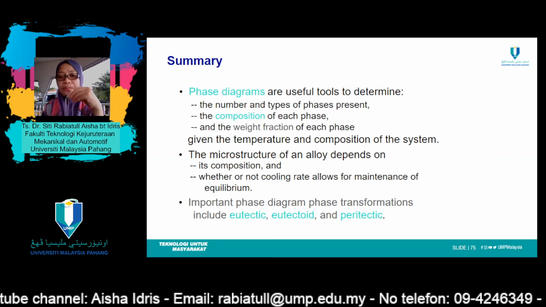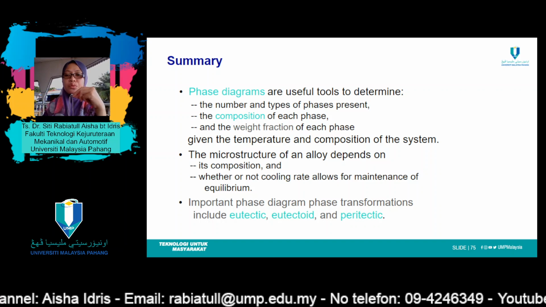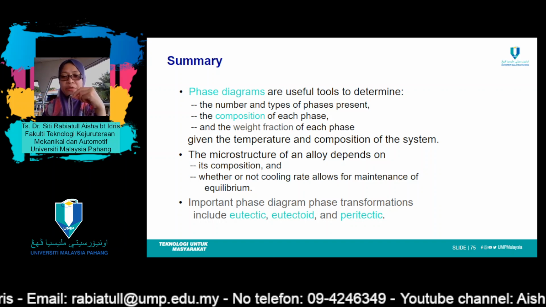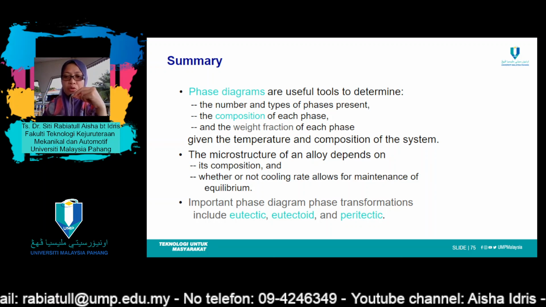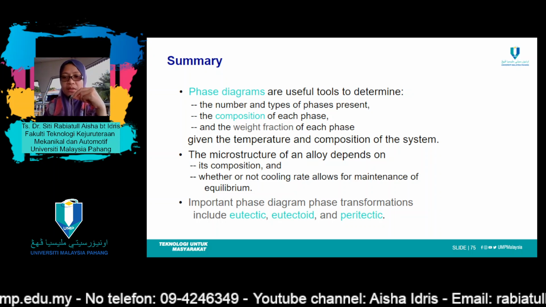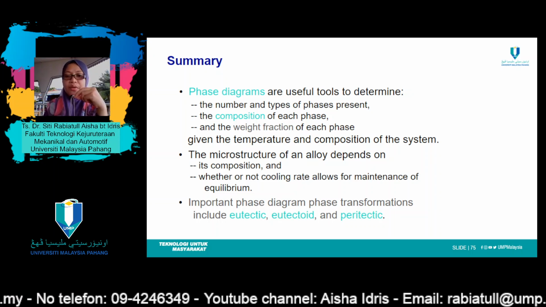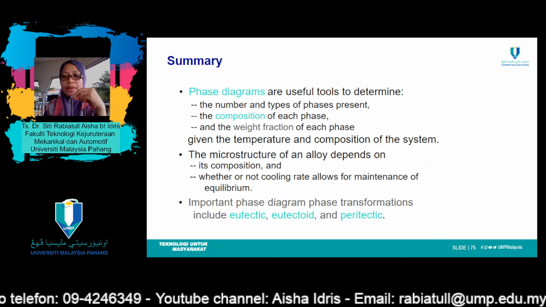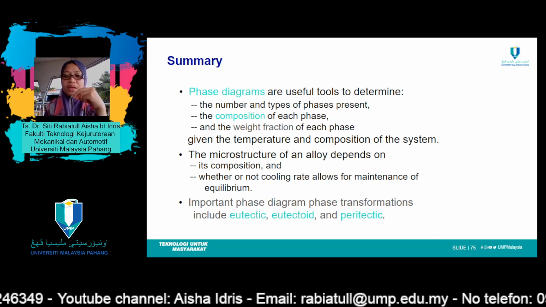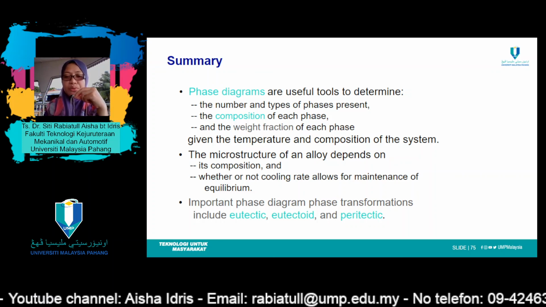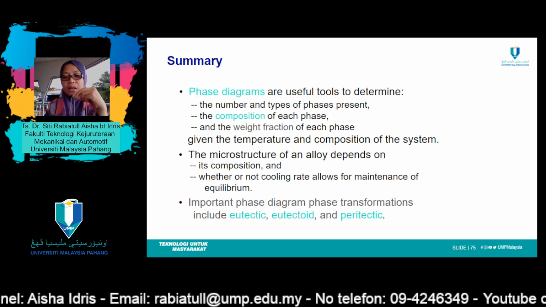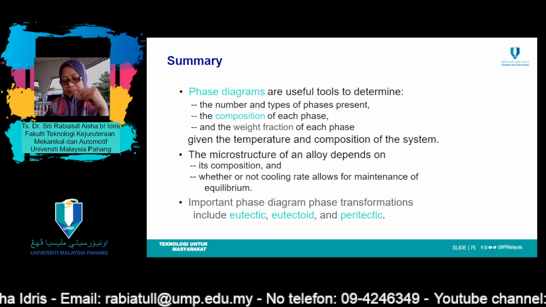So in summary, number 1, phase diagrams are useful tools to determine the number and types of phases present, the composition of each phase, and the weight fraction of each phase at the given temperature and composition of that system. Number 2, the microstructure of an alloy depends on the composition and whether or not the cooling rate allows for maintenance of equilibrium. And number 3, important phase transformations in phase diagrams include eutectic, eutectoid, and peritectic.